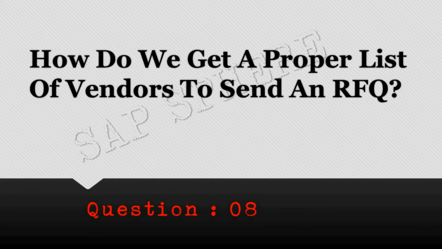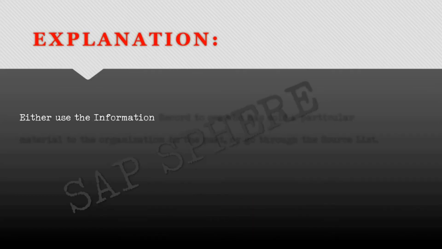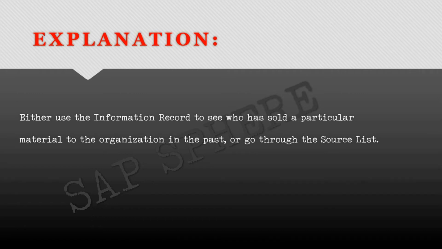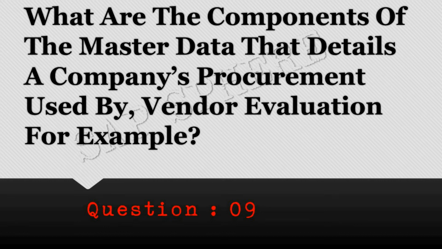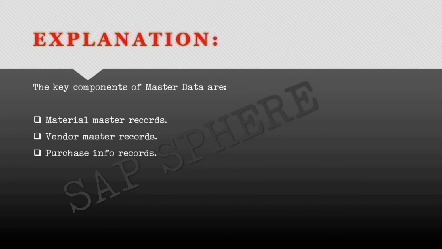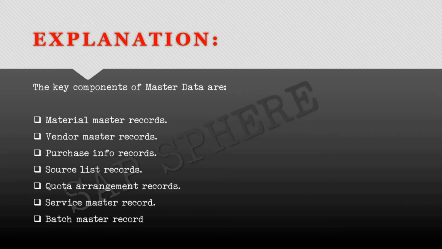How do we get a proper list of vendors to send an RFQ? Either use the information record to see who has sold a particular material to the organization in the past, or go through the source list. What are the components of the master data that details a company's procurement, used by vendor evaluation, for example? The key components of master data are material master records, vendor master records, purchase info records, source list records, quota arrangement records, service master records, batch master record and condition record, etc.